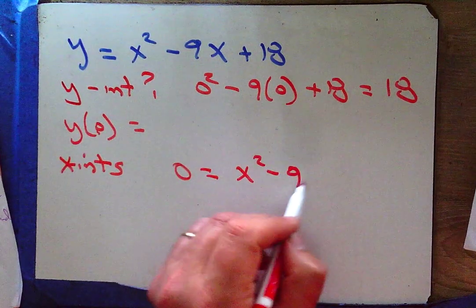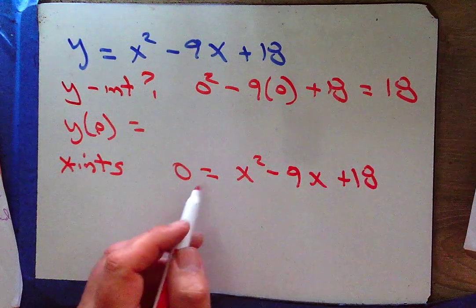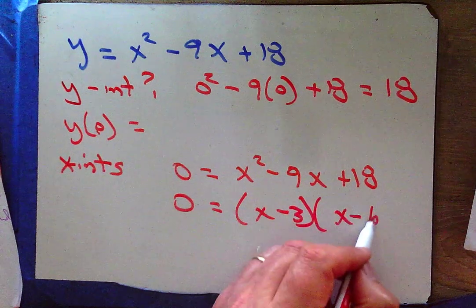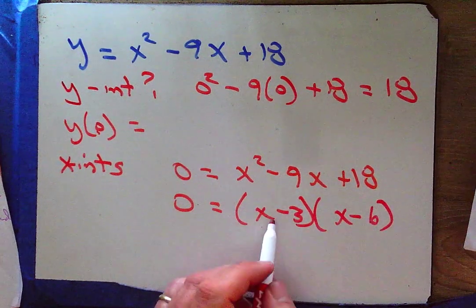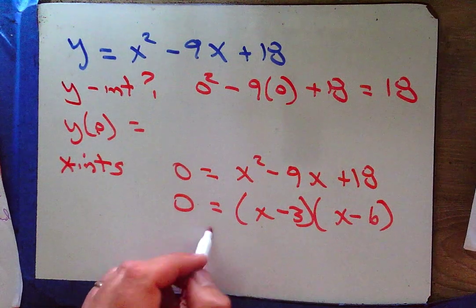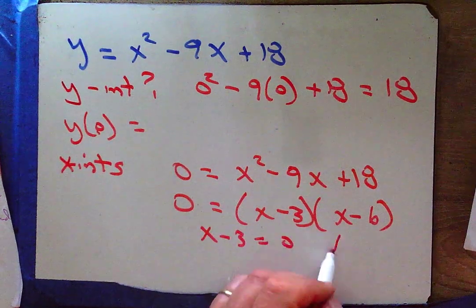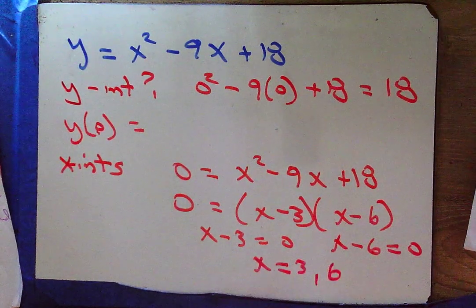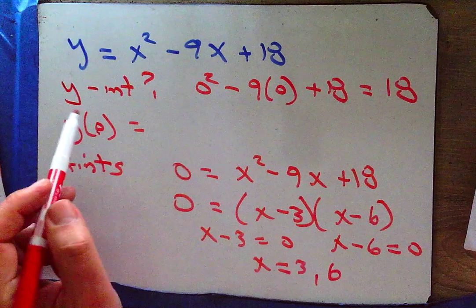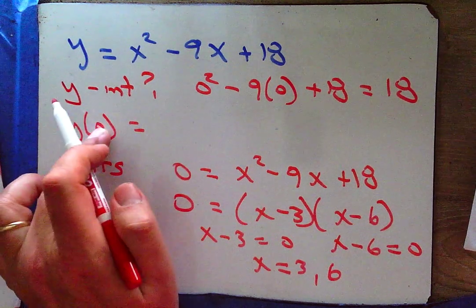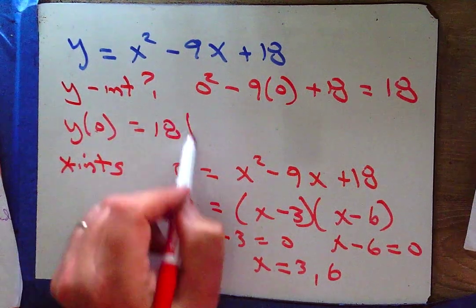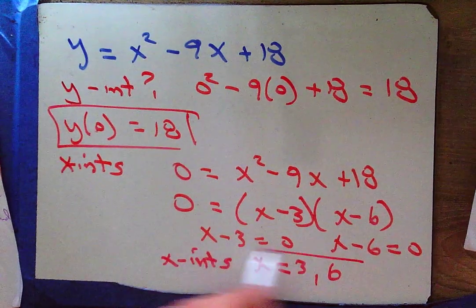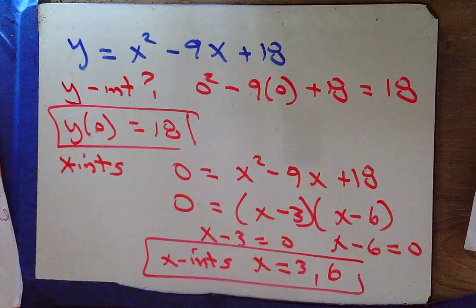Squared minus 9x plus 18. Now it's time for me to factor. (x minus 3)(x minus 6). And so a thing times a thing equals 0 means either this thing is 0 or this thing is 0. So I get x equals 3 and 6. So I now know the y-intercept is 18 and the x-intercepts are 3 and 6. So let's make a graph.